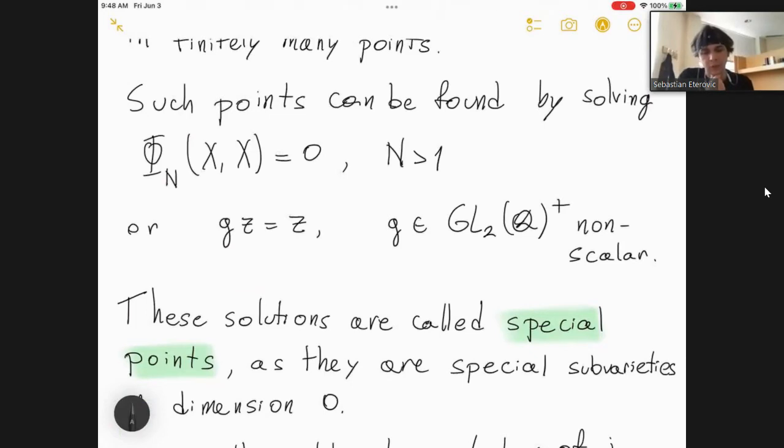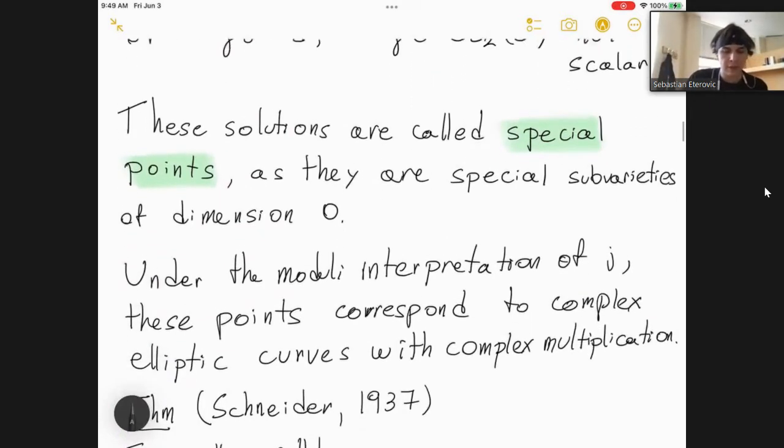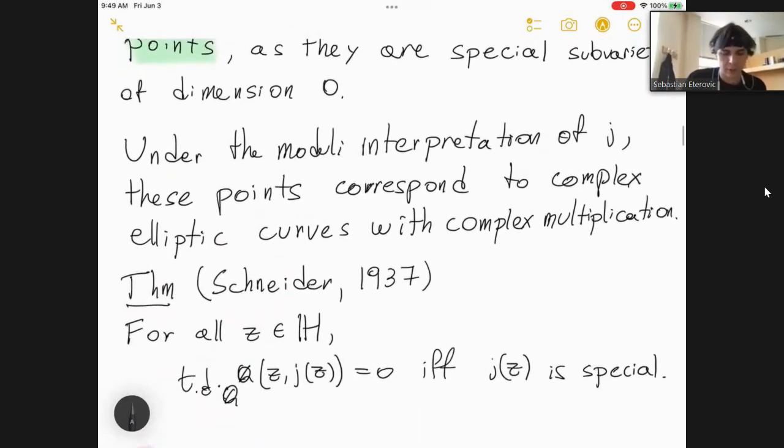Now, they have a very important modular interpretation. Going back to the fact that the J function gives a modular structure to the complex plane, the special points are usually called singular moduli, because they correspond under the modular interpretation to complex elliptic curves that have complex multiplication. And there is a very classical theorem of Schneider that says that special points are those that arise from those numbers in the upper half plane which are bi-algebraic with respect to the J function. So this is an algebraic number z that stays algebraic after you apply J. This is an equivalence of statements.